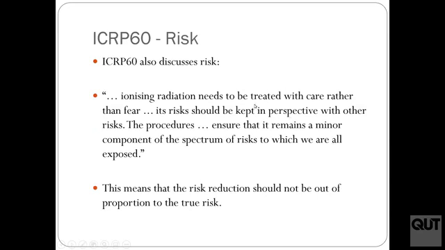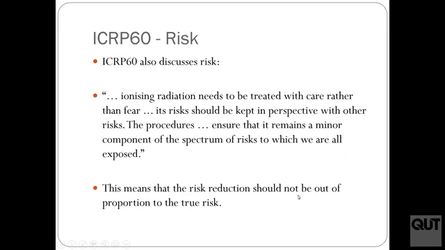ICRP 60 also discusses risk. So if you're exposed to radiation, what's the risk that something bad will happen to you? It says ionising radiation needs to be treated with care rather than fear. Risks need to be kept in perspective with other risks, and we'll cover that later in the semester. I think the last lecture we'll look at that. Have procedures to ensure that radiation is a minor component of the spectrum of risk to which we're all exposed, and generally it is.